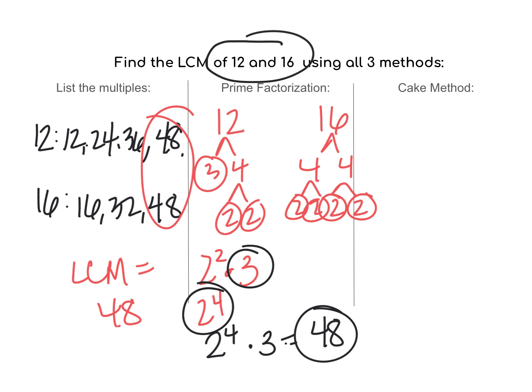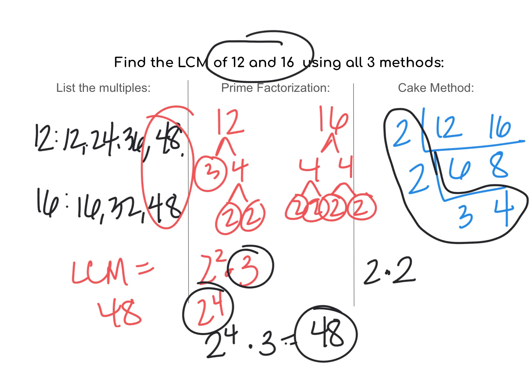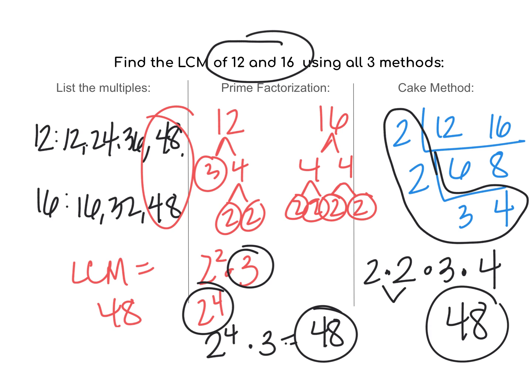is 48. And then using the cake method, we would do 12 and 16. So 12 and 16, we can divide them both by 2. 12 divided by 2 is 6. 16 divided by 2 is 8. Do 2 again. 6 divided by 2 is 3. 8 divided by 2 is 4. 3 and 4 cannot both be divided by anything else. So I circle everything on the outside and I multiply 2 times 2 times 3 times 4. 2 times 2 is 4, times 3 is 12, times 4, we get 48.